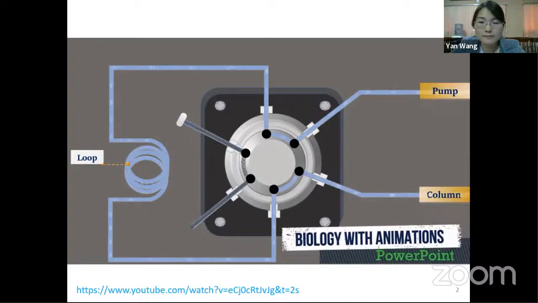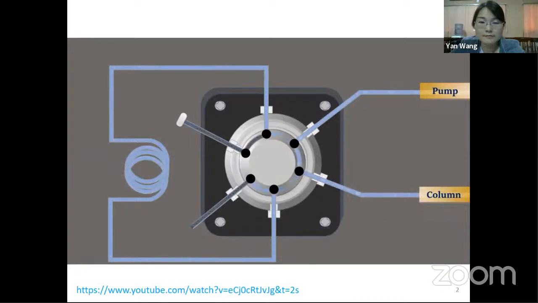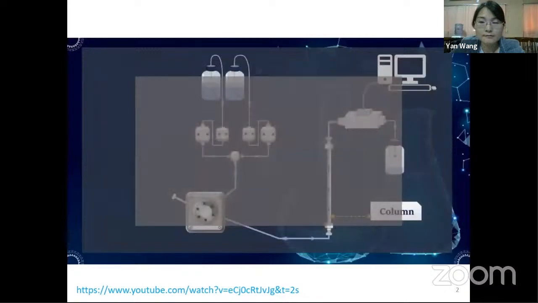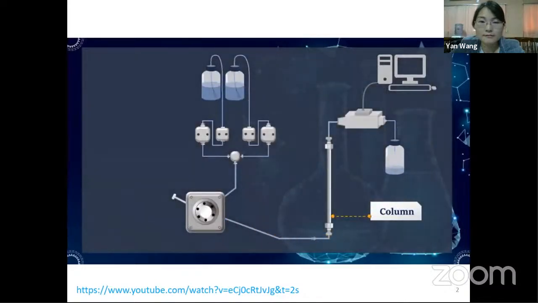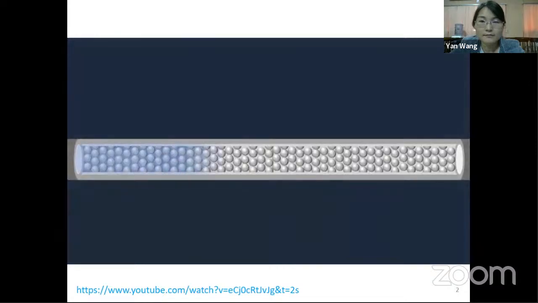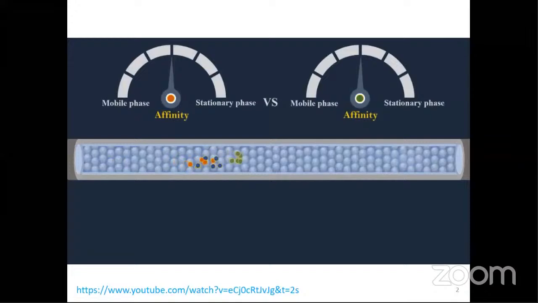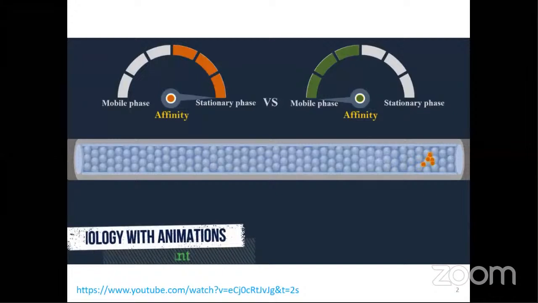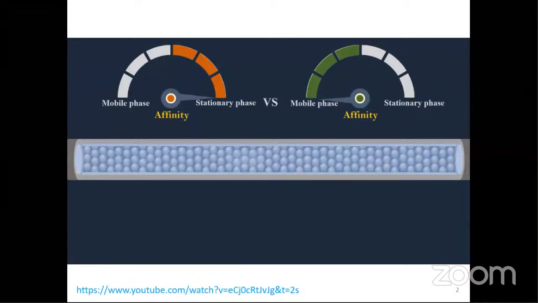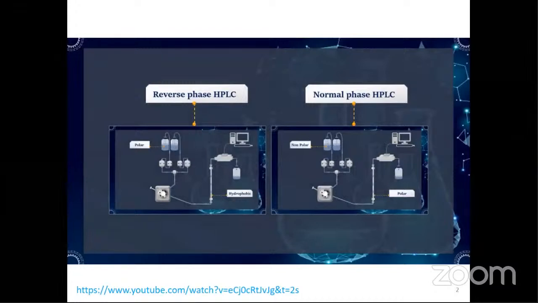Then, the valve returns to the load position, and the mobile phase moves the sample through the column. The separation is based on differential partitioning of the sample components between the mobile and stationary phases. The component which has more affinity to the mobile phase, consequently less affinity to the stationary phase, travels faster and elutes out first. And the component which has more affinity to the stationary phase, consequently more interaction, travels slower and elutes later.